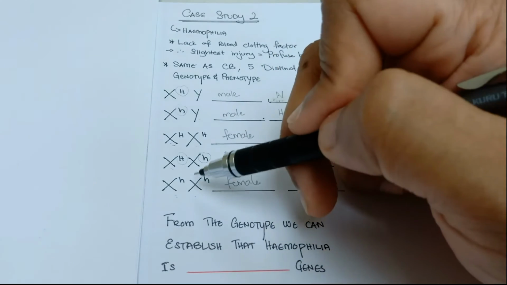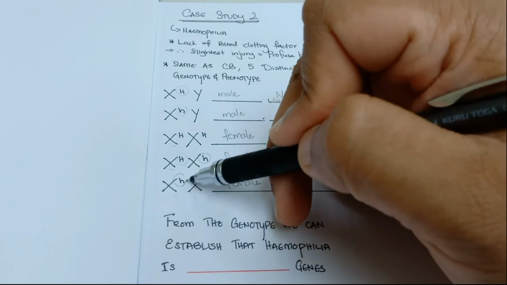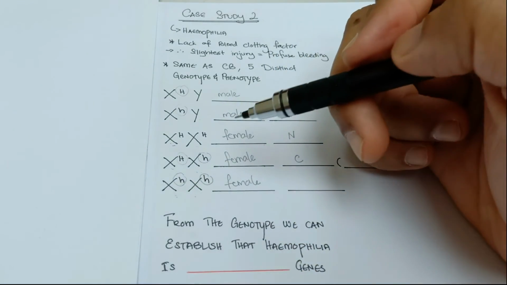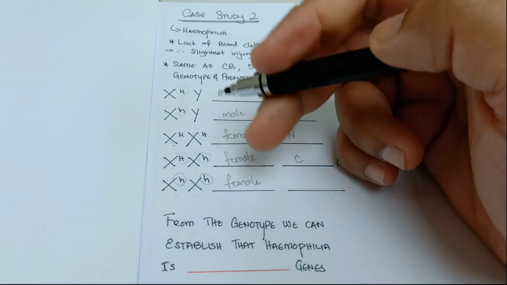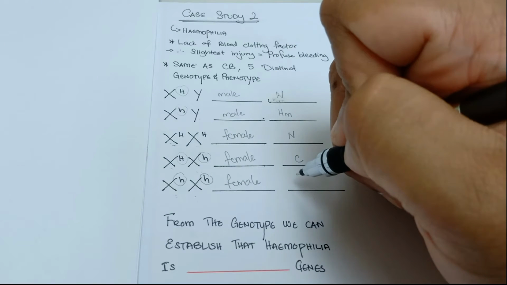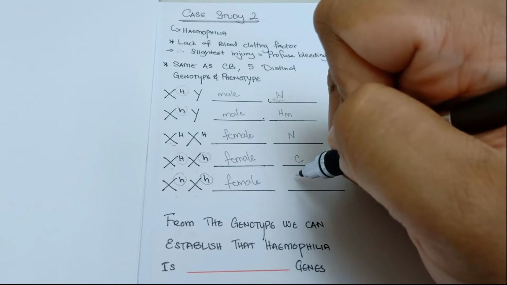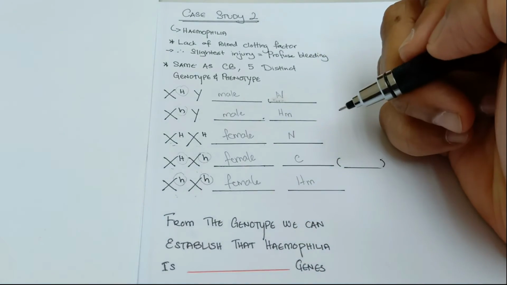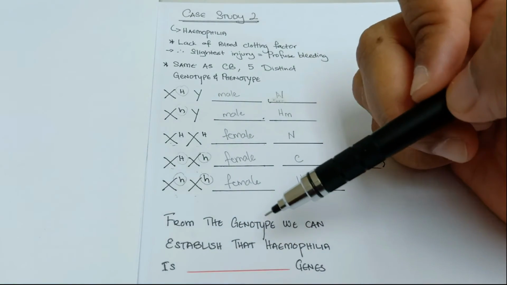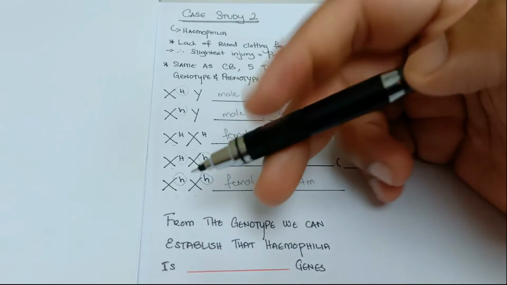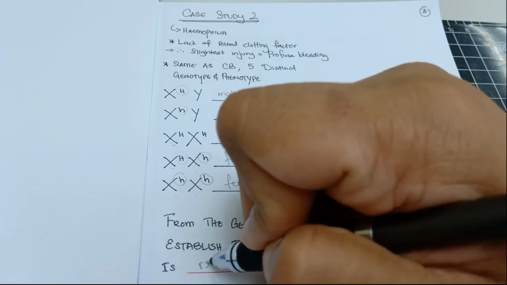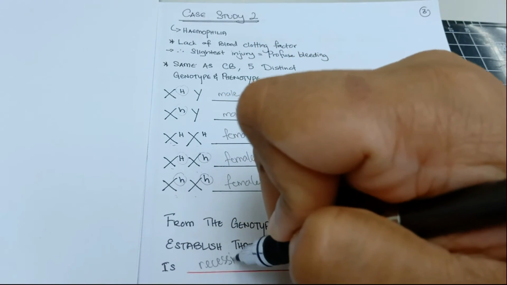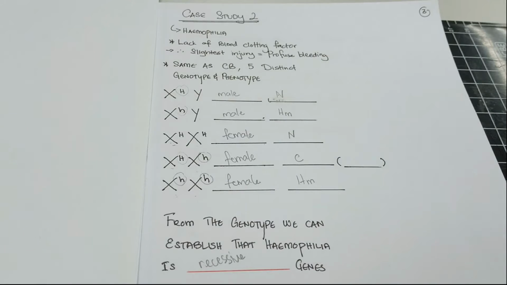Now if this is double X, then it's female. But the difference here is it now has 2 lowercase h. This gene has 2 lowercase h here. So this person, even though she is a female, will get hemophilia. Now from the genotypes, we can establish that hemophilia is a recessive gene.